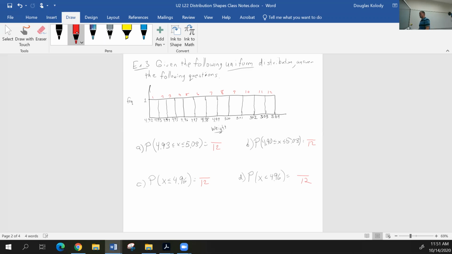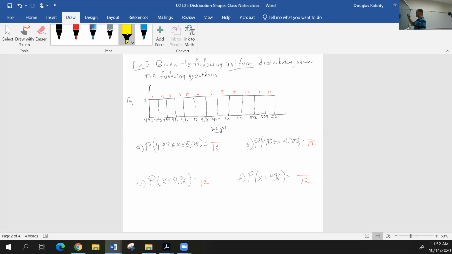So it says in part A, what's the probability of me throwing a dart at the board right here and it landing anywhere between 4.93 and 5.03? Let me use a highlighter pen for this. Let's just count up the number of rectangles from 4.93 to 5.03. And by the way, I noticed I didn't draw my histogram the way we have been with the numbers in the centers of the rectangles, but for the purposes of this example and the fact that it's a uniform distribution, I did it like this.